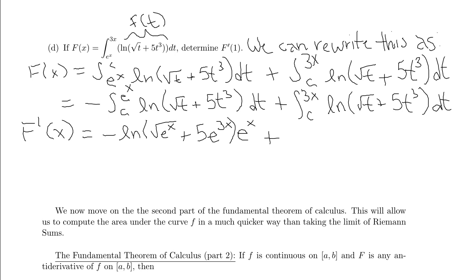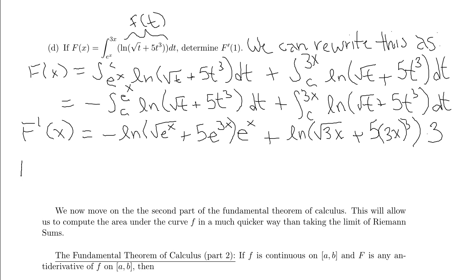Plus, now for the second half of my derivative, I'm going to have ln, and everywhere I see a t, I'm going to plug in 3x. Okay, so I have root 3x plus 5 times 3x cubed. And then multiplied by 3, which is my derivative of 3x.